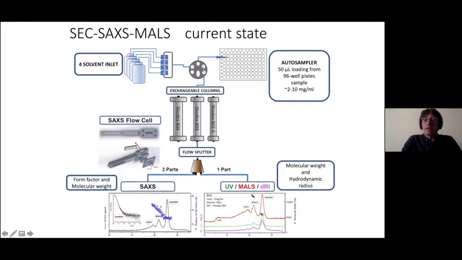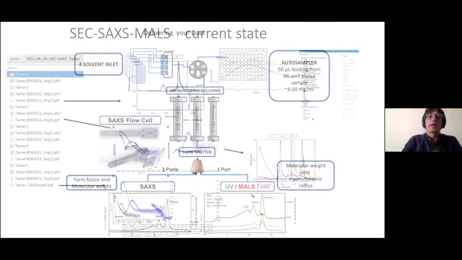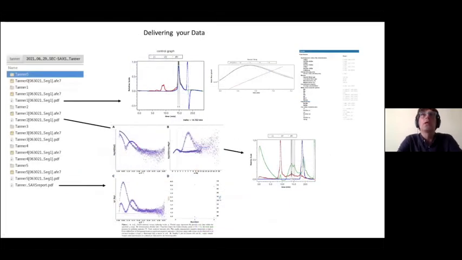And we collect SAXS and UV, MALS and refractive index. All this information you can extract from these multiple signals. It's just the SAXS, but also the form factor that basically defines the solution scattering pattern. And from the MALS, you have the molecular weight across the size exclusion peak, and additionally the hydrodynamic radius. So here is what you get back. Generally, we are now running a system where we collect data and analyze SAXS and MALS for you.